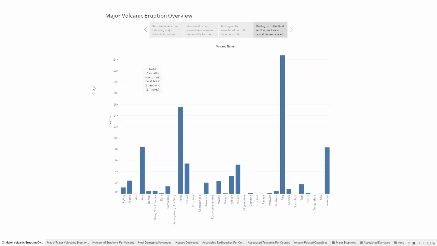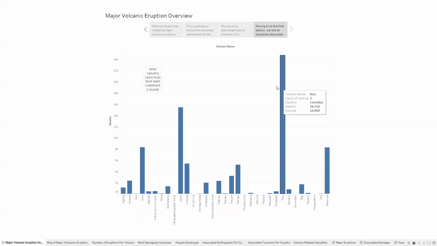Okay, so in this bar graph, I will be explaining the death and injury rate of all of the volcanoes throughout the whole world. If you see the graph, we can see that the most casualties were caused by Ruiz, which has 24,000 plus deaths, and the injury count is about 10,000.